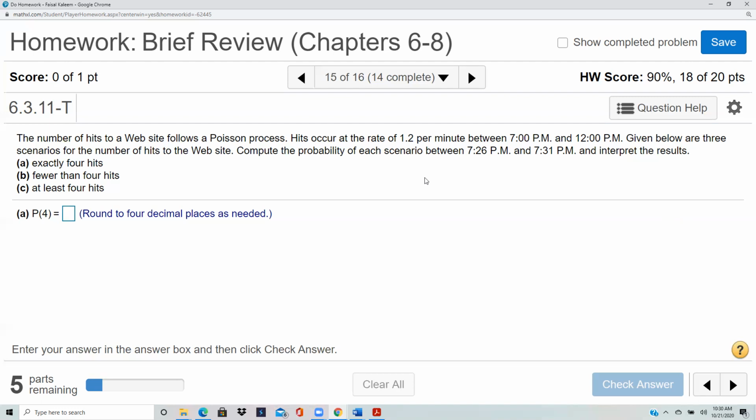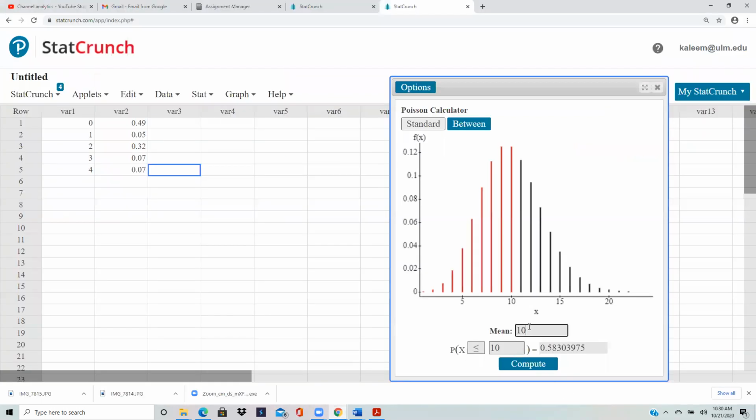Now that we know it's 1.2 per minute, how many will happen in 5 minutes? Six. What did you do? The 1.2 times 5. Right. So 6 is the mean.